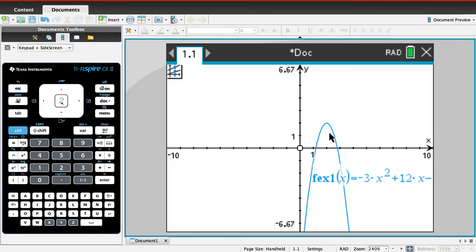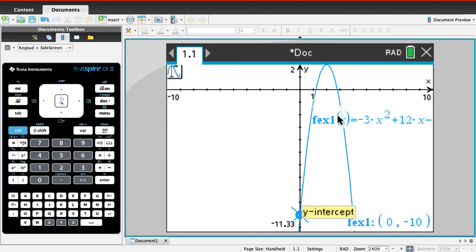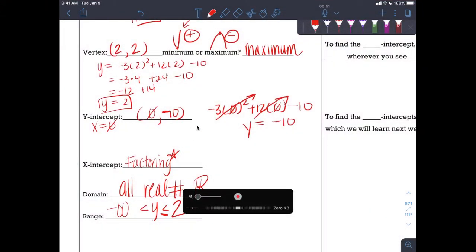Let's see what trace all does. Oh, that's ugly. Let's not do that. Let's do trace, graph trace. All right. So look at that. It immediately started on a y-intercept. 0, comma, negative 10. Oh, that's exactly what we got.